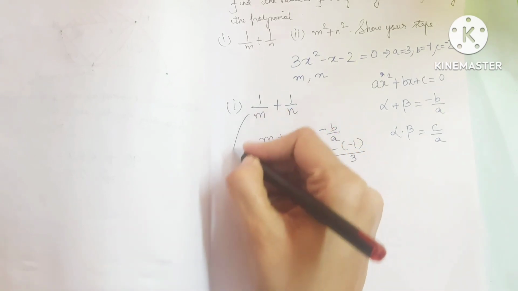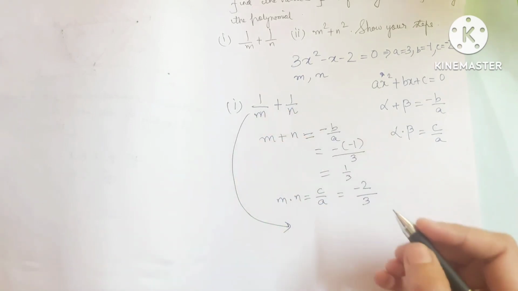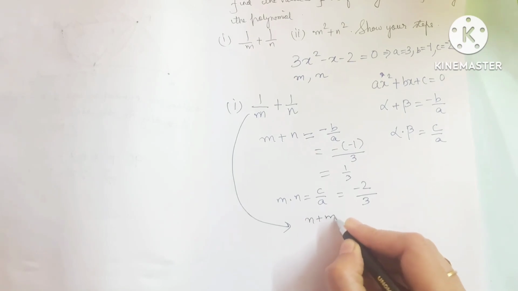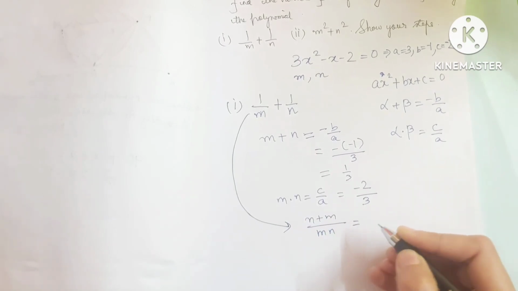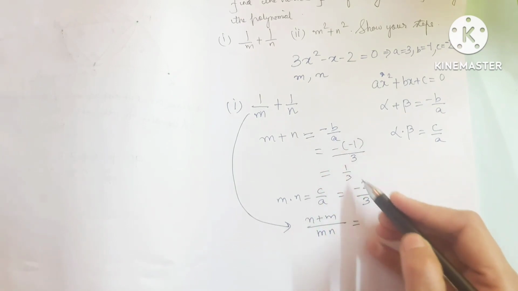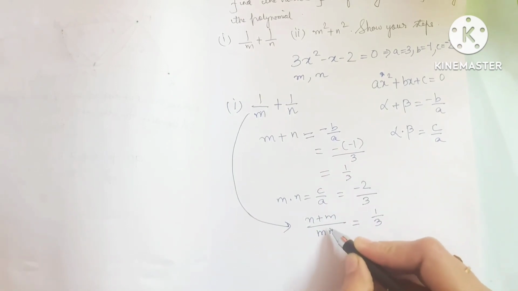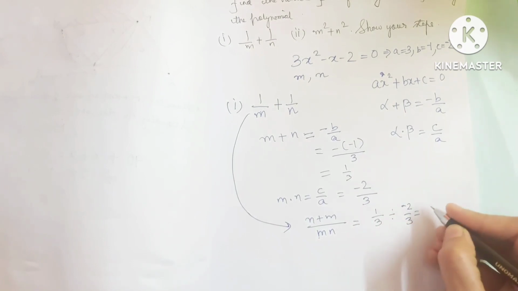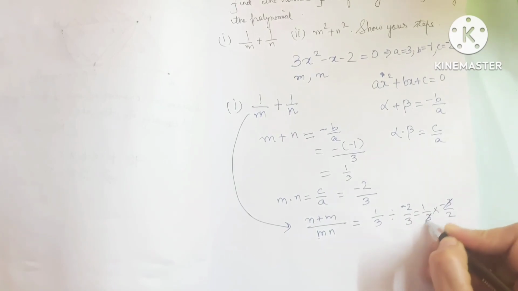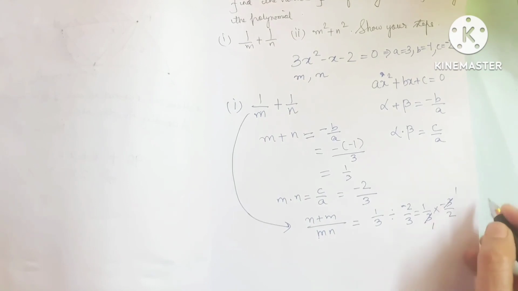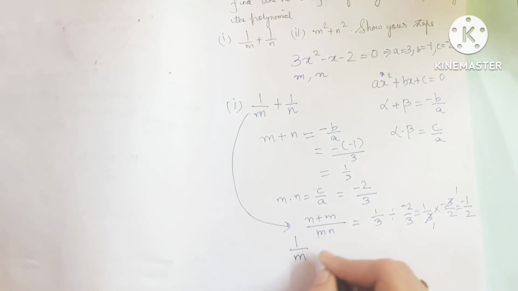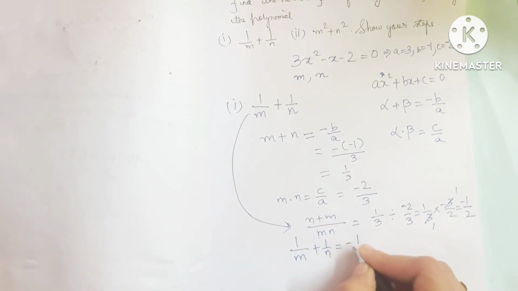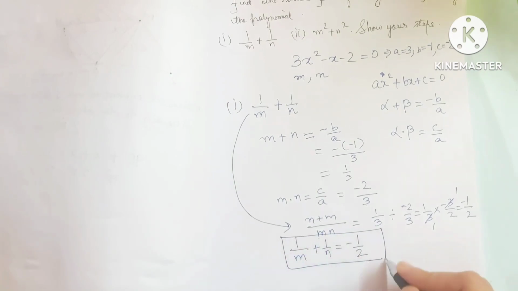Now from here, if I add it like normal fraction, what it will be? N plus m by mn. So what is the value of n plus m? N plus m is 1 by 3. And what is the value of mn? -2 by 3. So I just divide 1 by 3 by -2 by 3. Now I need to just do the reciprocal. Reciprocal करने से क्या होगा? 3 cancel out हो जाएगा. 3 1 3, 3 1 3 होके cancel हो. तो answer क्या आया? -1 by 2. Right. So value of 1 by m plus 1 by n we got is -1 by 2. This is the answer for the first part.